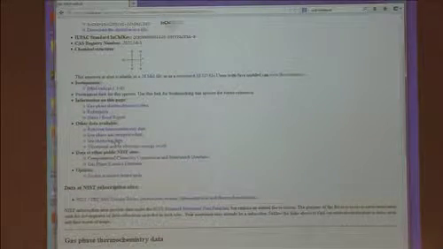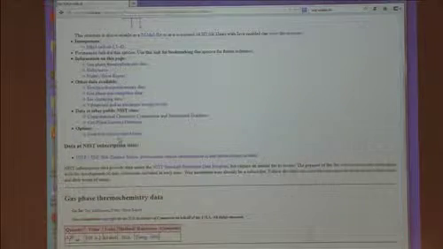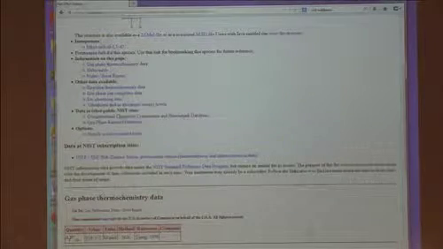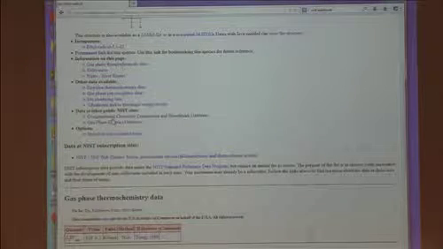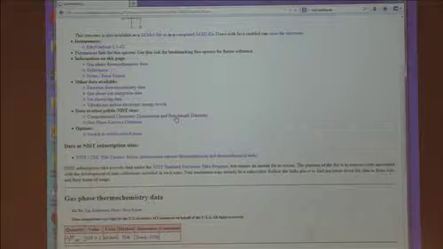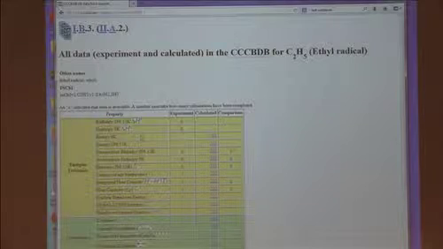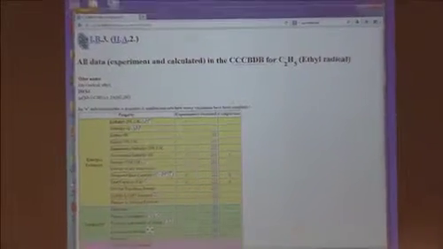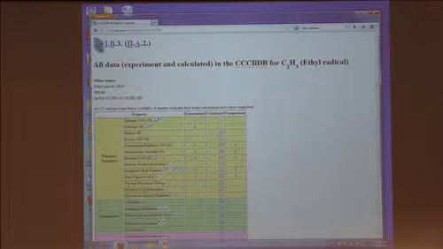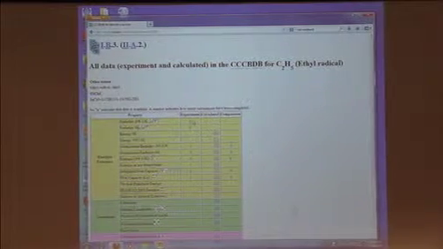And references to those data. But on this page, in addition, if you look under data at other public NIST sites, there's this computational chemistry comparison and benchmark database. So we can click on that. And here's a list of enthalpies, energies, atomization enthalpies, et cetera, from both experiment and from theory.